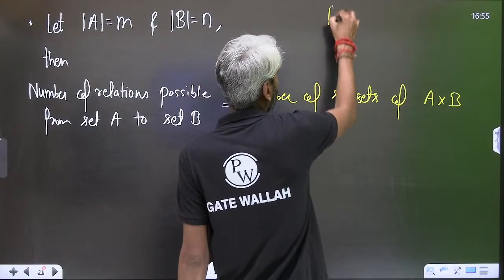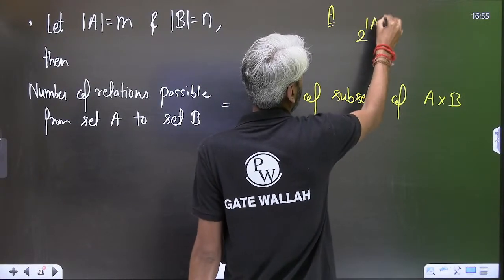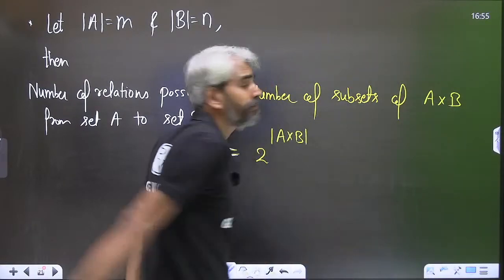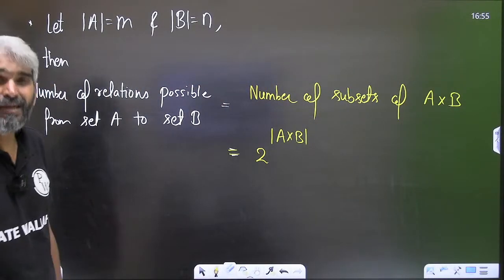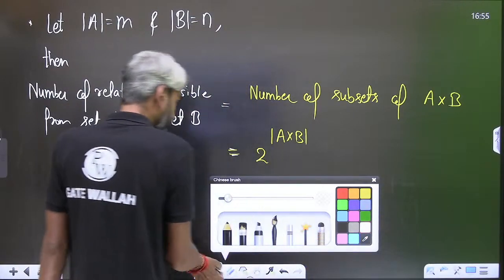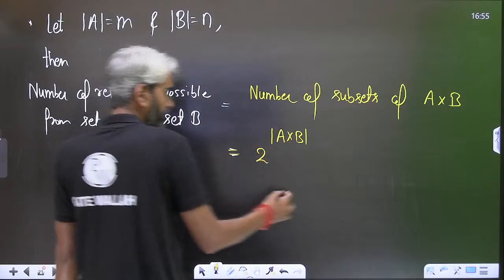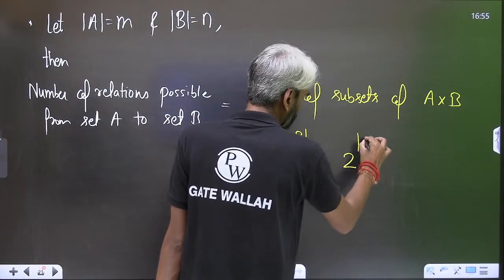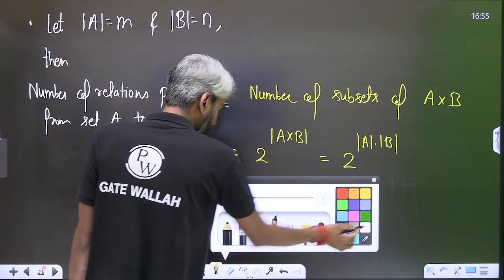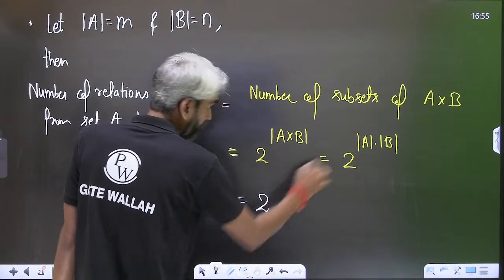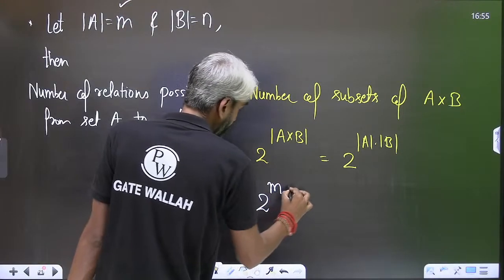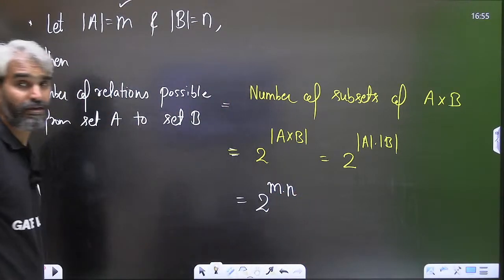How many subsets of set A? The number of subsets of set A will be 2 raised to the power number of elements in set A. So similarly, the number of subsets of A cross B will be 2 raised to the power number of elements in A cross B. We have just defined that the cardinality of A cross B is nothing but cardinality of A into cardinality of B. So it is 2 raised to the power M times N, where the number of elements in set A is M and in set B is N.